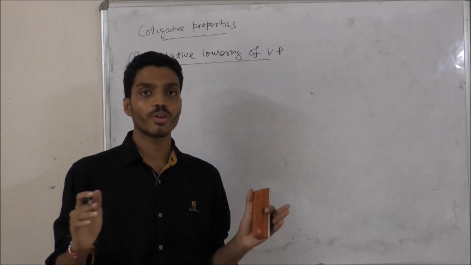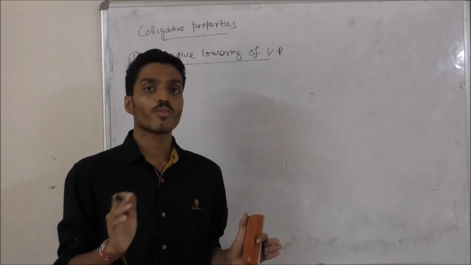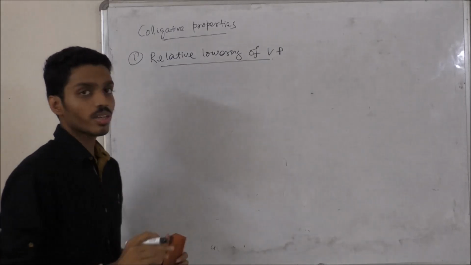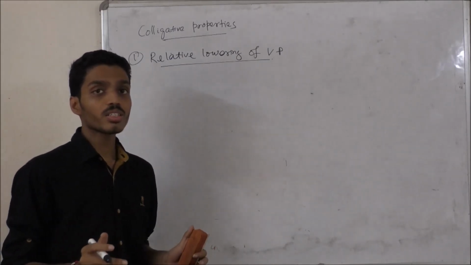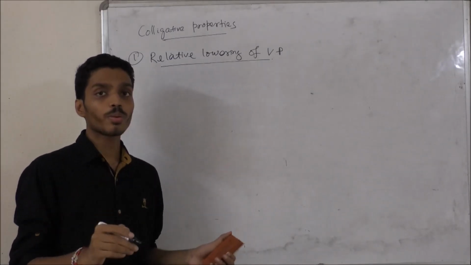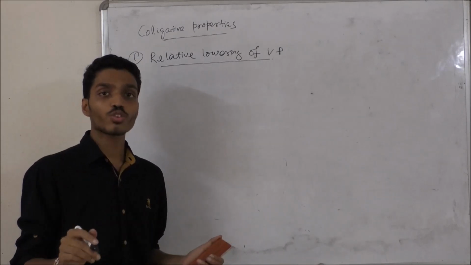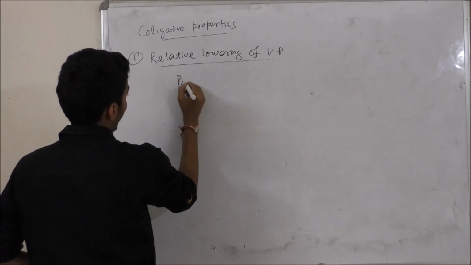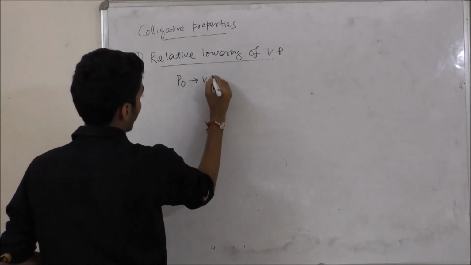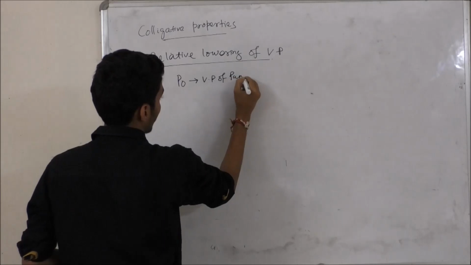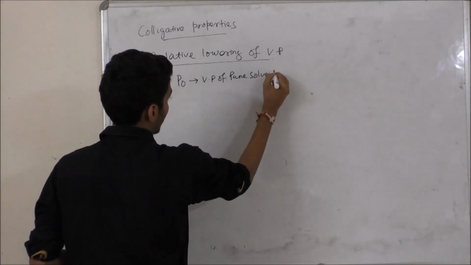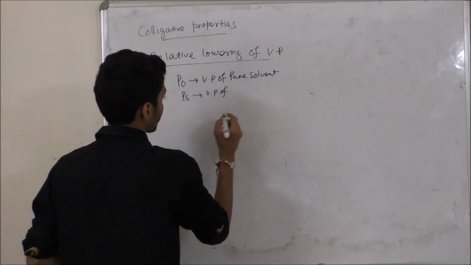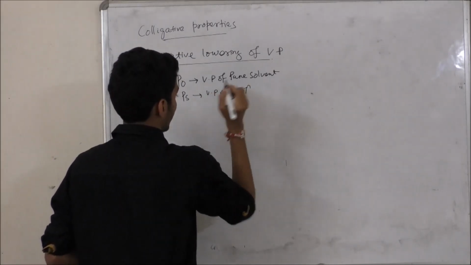So our solution will be based on a non-volatile solute plus a volatile liquid. Now the vapor pressure decreases, but how much? How much is the vapor pressure of the solution decreased as compared to the vapor pressure of the pure solvent? So let P naught be the vapor pressure of pure solvent and PS be the vapor pressure of solution.